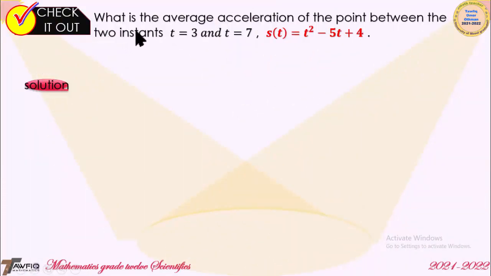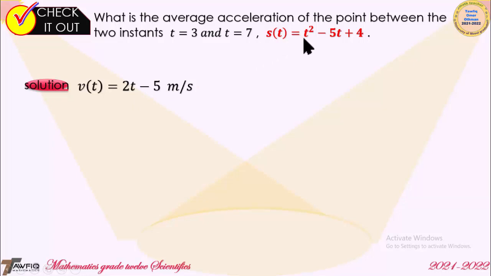What is the average acceleration of the point between the two instants t equals 3 and t equals 7? s(t) is equal to t squared minus 5t plus 4. First of all, find the velocity, which is equal to the derivative of the position function.